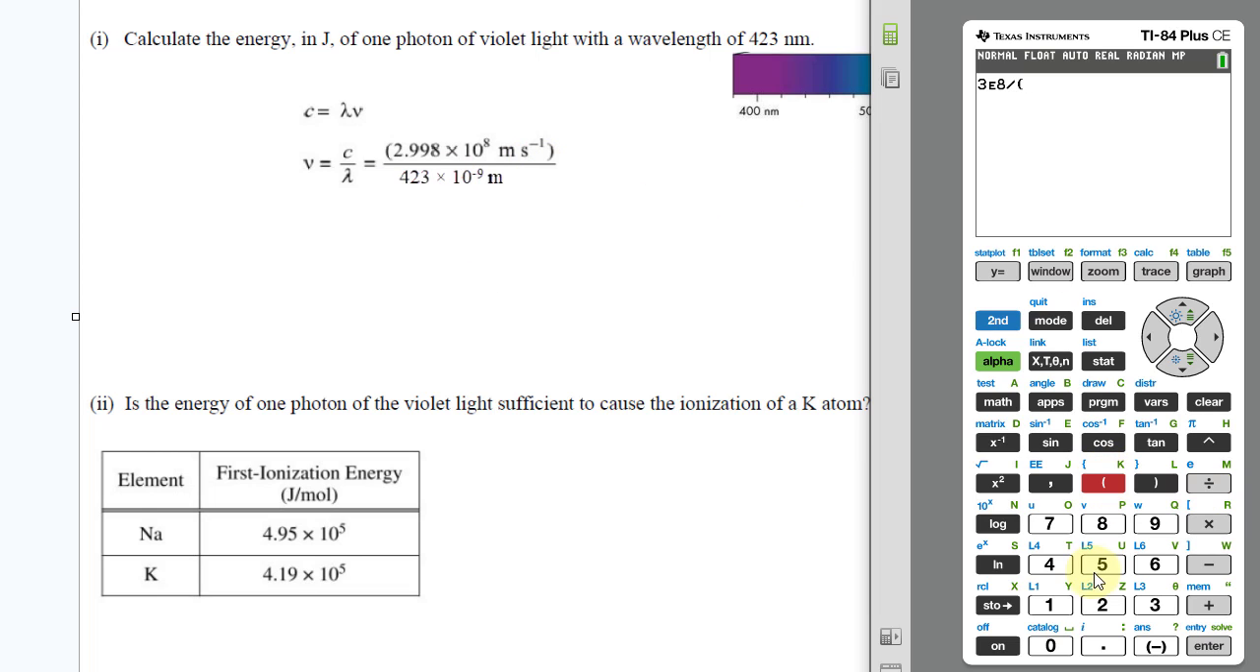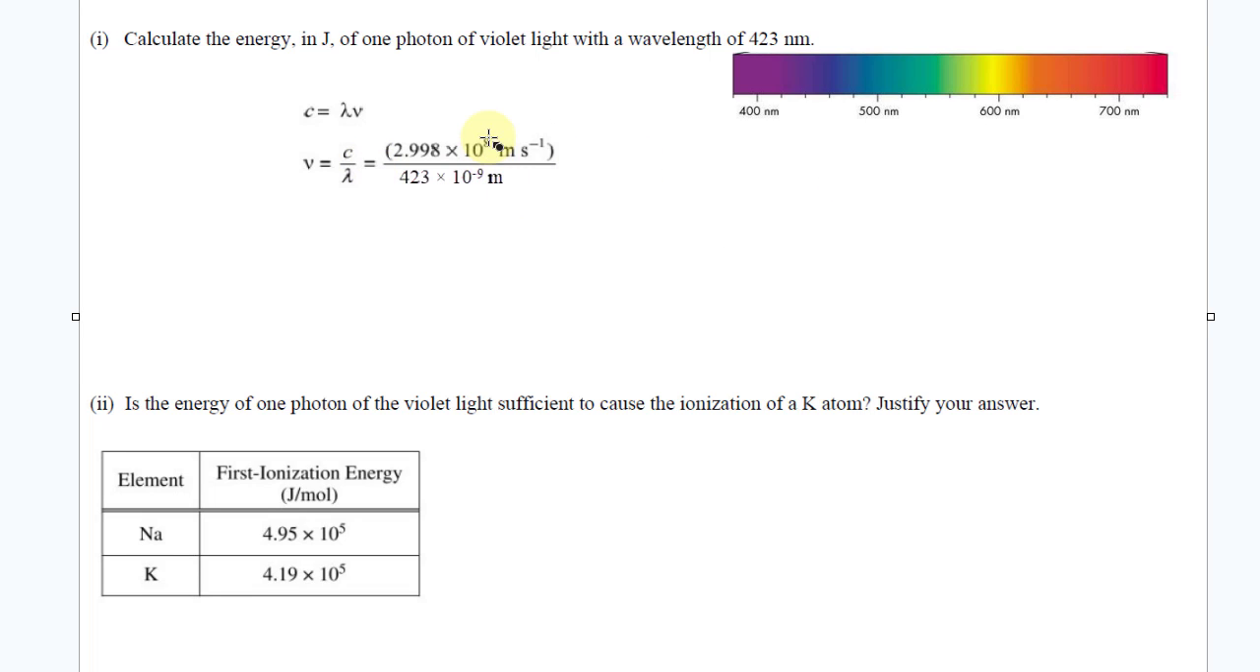So parentheses, 423, and 1 times 10 to the negative 9, and they'll give us a frequency. We know these frequencies are always huge because these are small wavelengths going by us at the speed of light. Yeah, times 10 to the 14. Now, that's the frequency. Let's see if that was right. Here I've got the answer. And this is per second.